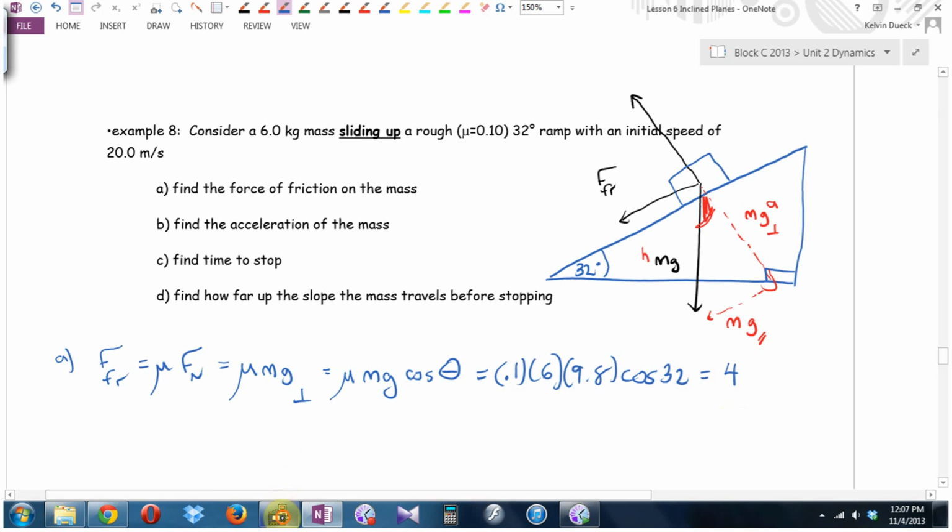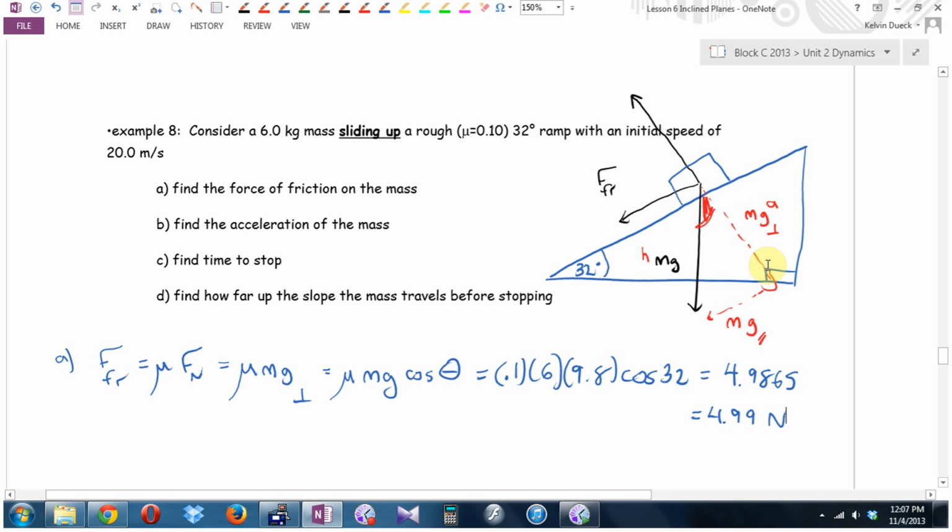Well, I'll write a few extra sig figs. 4.9865, because I'm going to use this. 4.99 newtons. Is that right? Anybody else? Yeah? Okay. I'm in a slump today, so just warning you. I'm making mistakes left, right, and center.